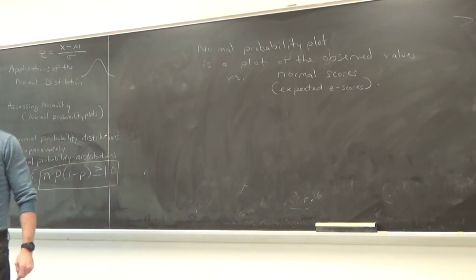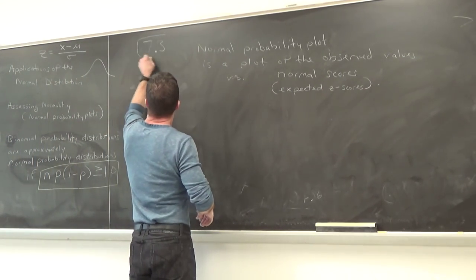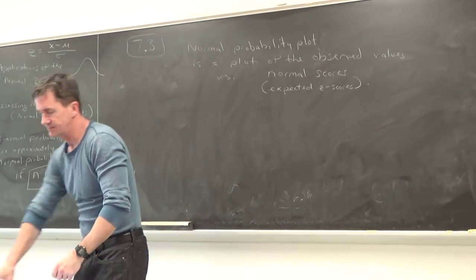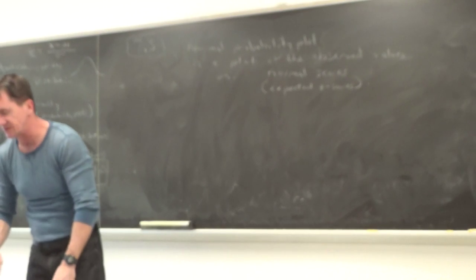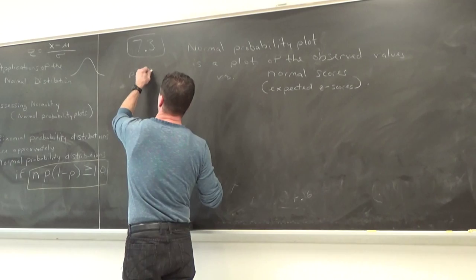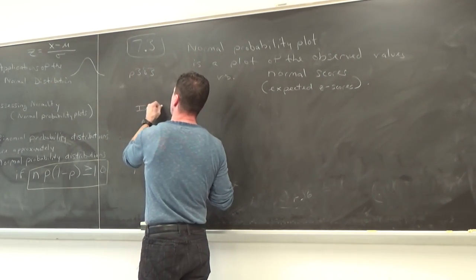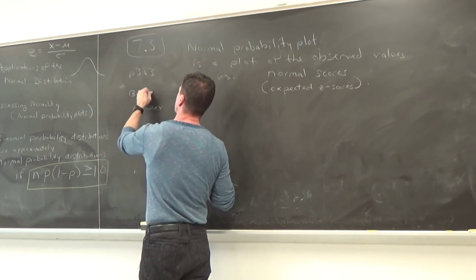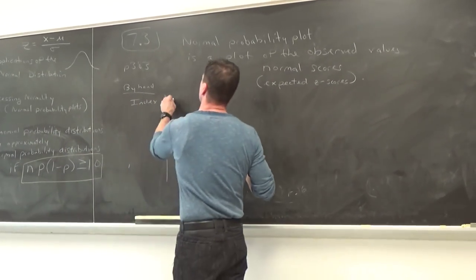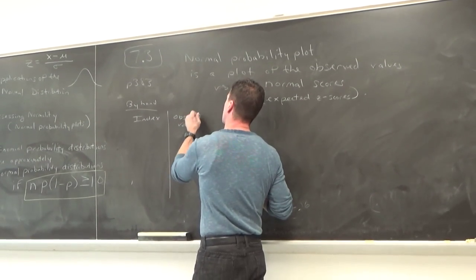And we won't spend much time on this in section 7.2. That's fine. I'll explain why. But we still will cover this. If I was doing a normal probability plot, you find this stuff in section 8, around page 383. You would have to fill out if you did this by hand. I just want to show you what you'd have to do. You have an index. You have an observed value. This would be by hand.